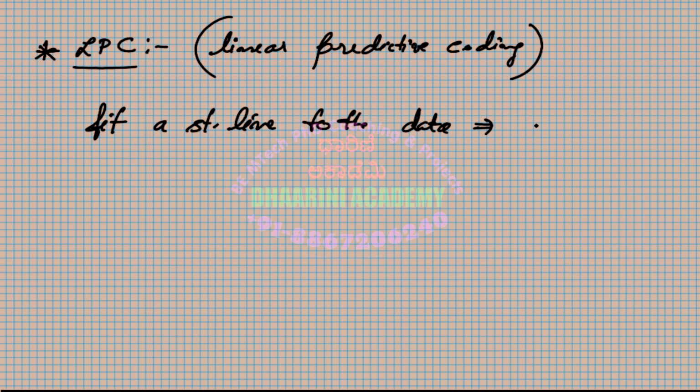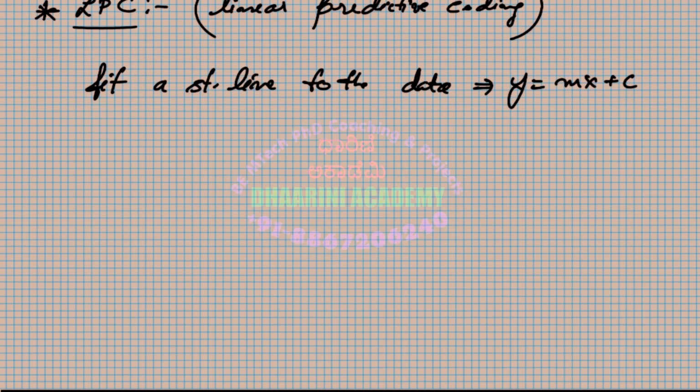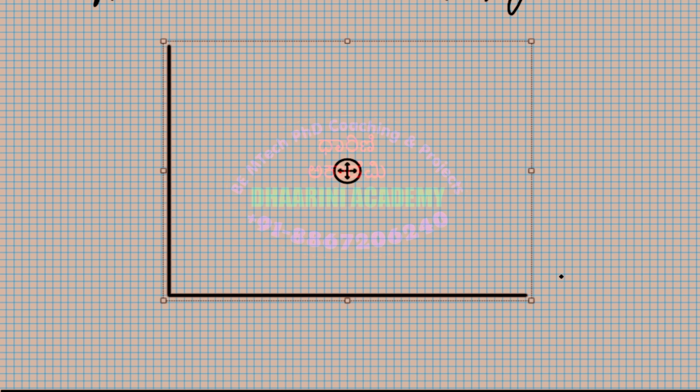So in the format y is equal to mx plus c, right? That means I'll give you an example as well. I'll try to finish this as quickly as possible. So see, I have, for example, let me say this is my input. I denote it as x. These are my outputs y.